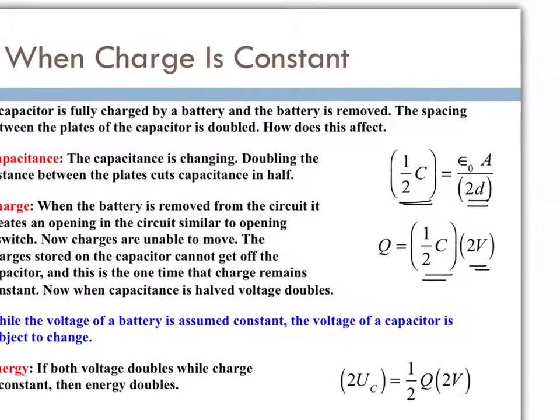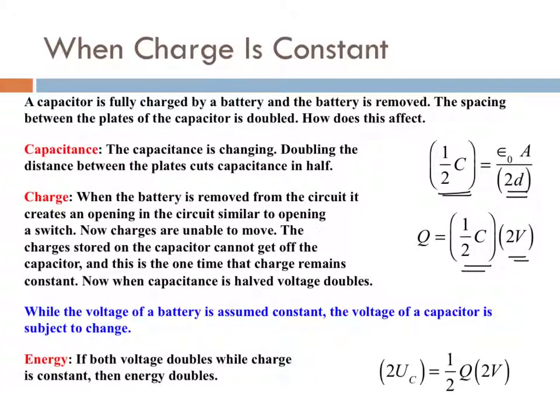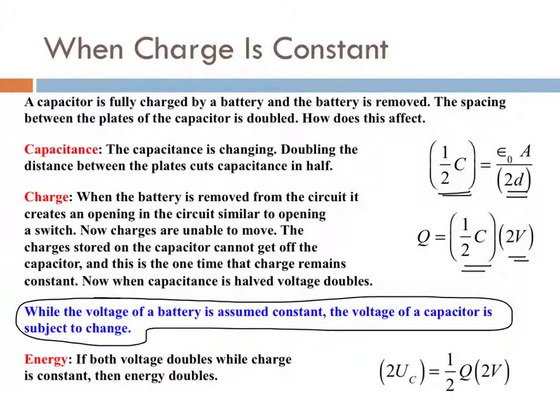Now, while the voltage of a battery is assumed constant, the voltage of a capacitor is subject to change. Again, if our charge did not change and we had a decrease in our capacitance, we had to have an increase in our voltage across our two plates. Again, if all of those changes happen, then our energy will double.